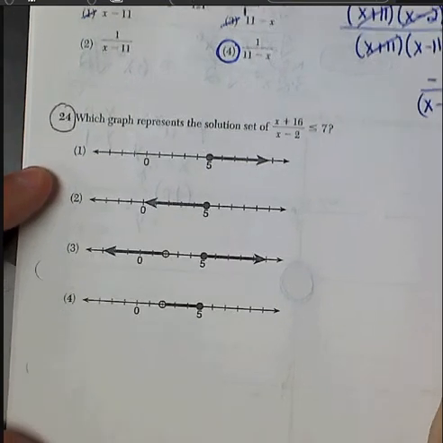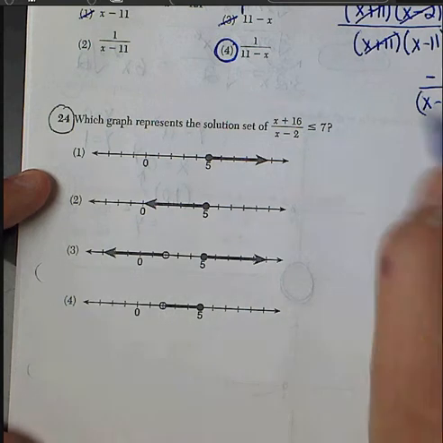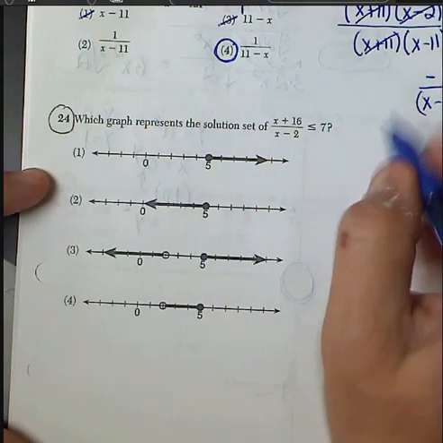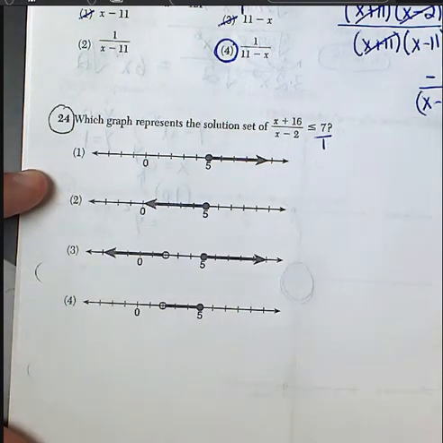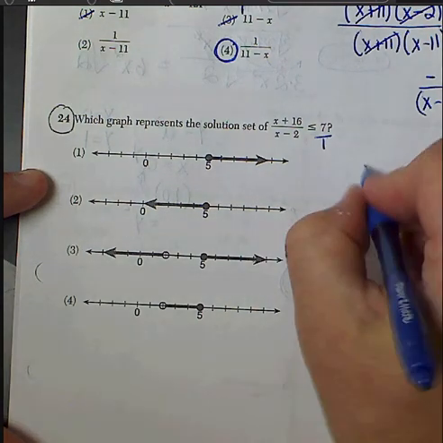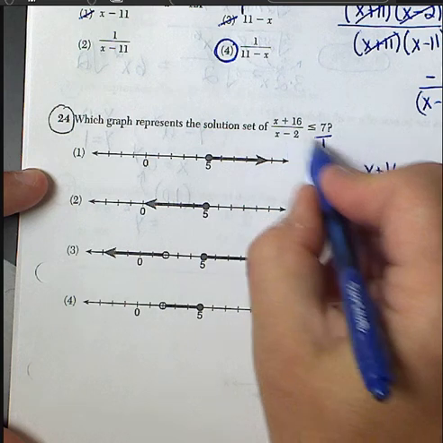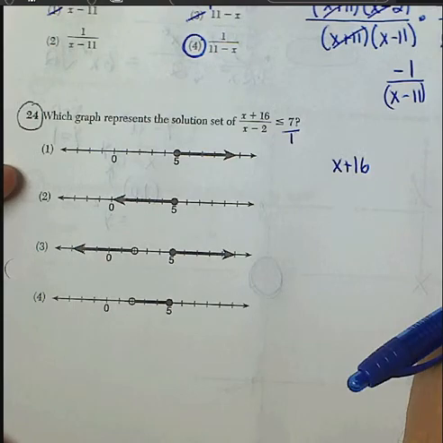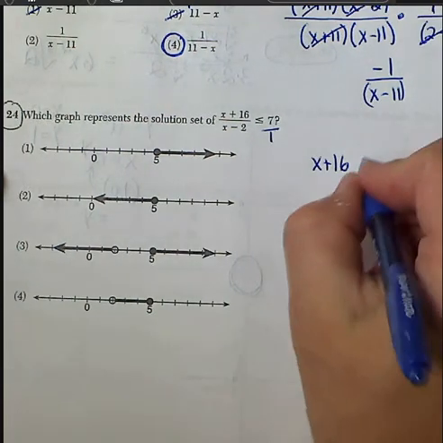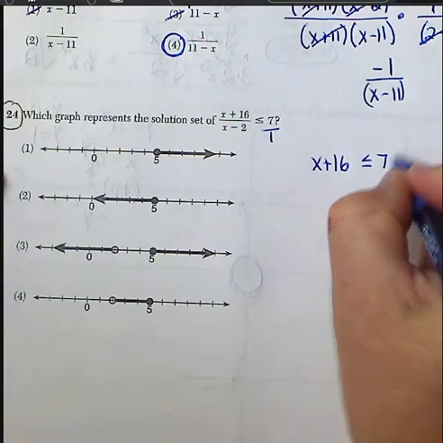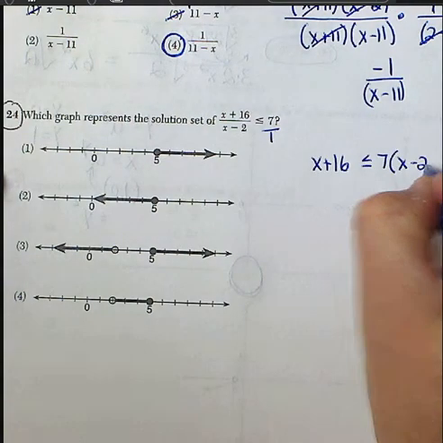Question 24. Question 24 is an inequality. It looks harder than what it is. Just remember, this is still kind of a proportion, and we can multiply. You have x plus 16 times 1. Right, that's this way. And then that's going to be less than or equal to then 7 times x minus 2.